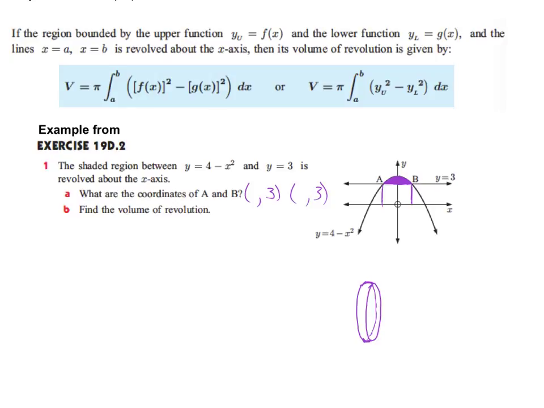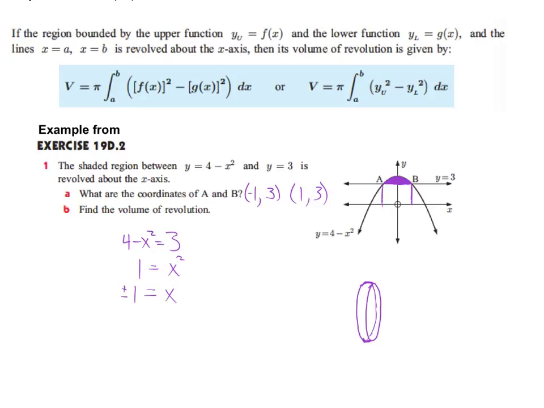Sometimes we'll be given a vertical line and you'll go up to that line. Other times, like this one, they'll just say it's the area between them, and that's where you have to use the intersection points. So, to find the intersection, we set 4 minus x squared equal to 3. So we get x squared equals 1, and x is plus or minus 1. As a result, A is (-1, 3), B is (1, 3).